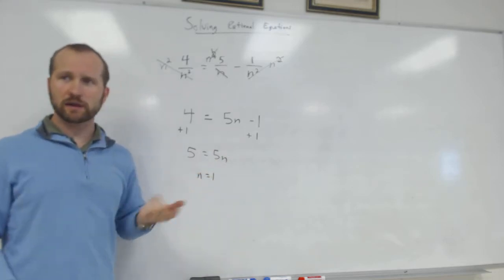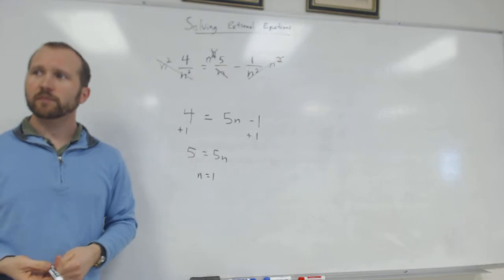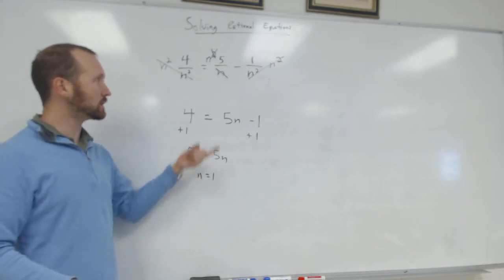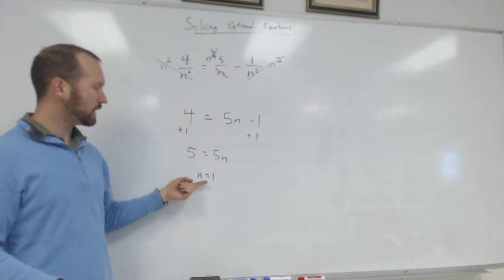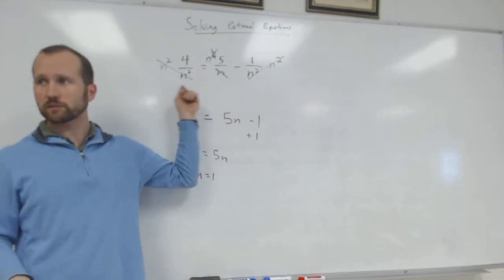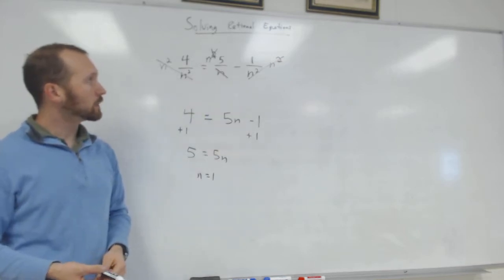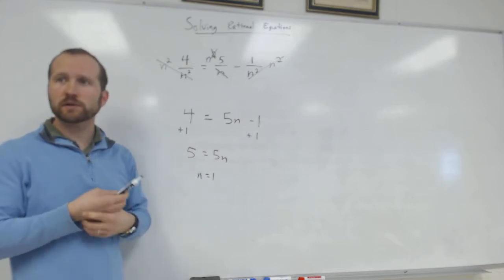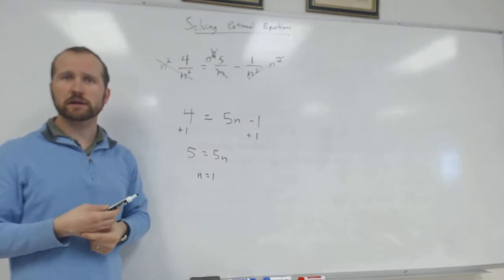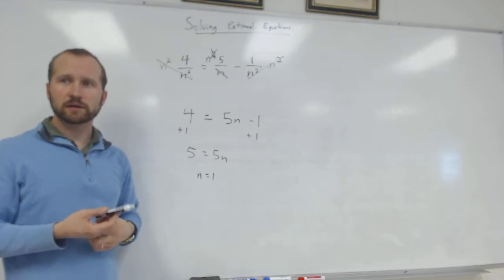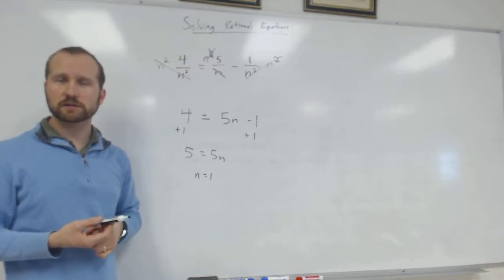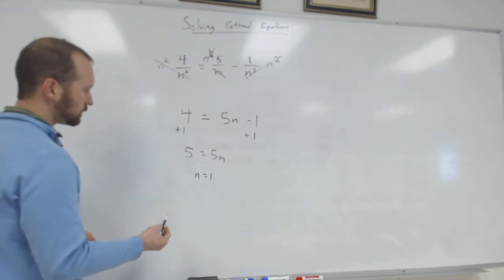Now I forgot to do something in the last problem, which was what? I didn't check to see if that answer was an excluded value. Is 1 an excluded value in this problem? No. Right? When you're solving, they're not necessarily called excluded values. They're called extraneous solutions. Right?